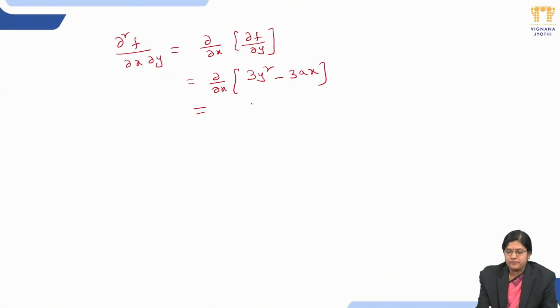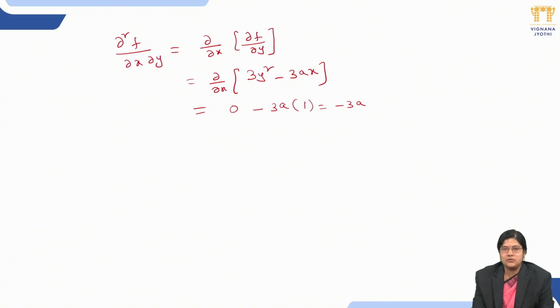That is equal to differentiation of 3y square with respect to x partially, which is 0, minus, when you are differentiating partially with respect to x, 3a is constant into derivation of x with respect to x, which is 1. That is minus 3a. So ∂²f/∂x∂y value is minus 3a.